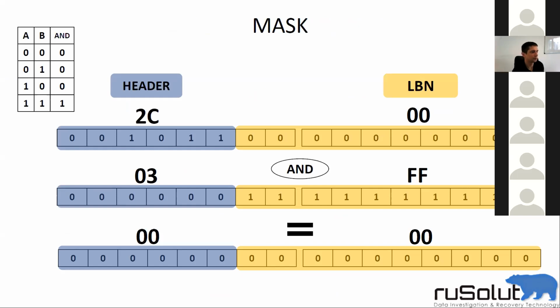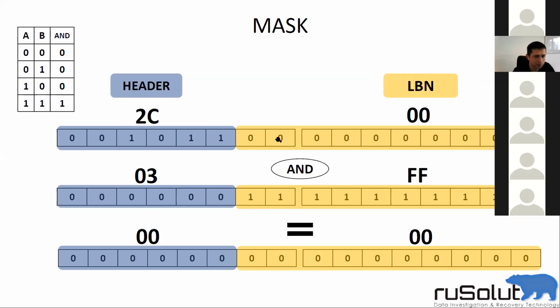So before I said to you that LBN has 2 bytes usually, header has 1 byte. For these old devices, sometimes it's not true. Sometimes the structure might be like this. Header has 6 bits and LBN has 10 bits.